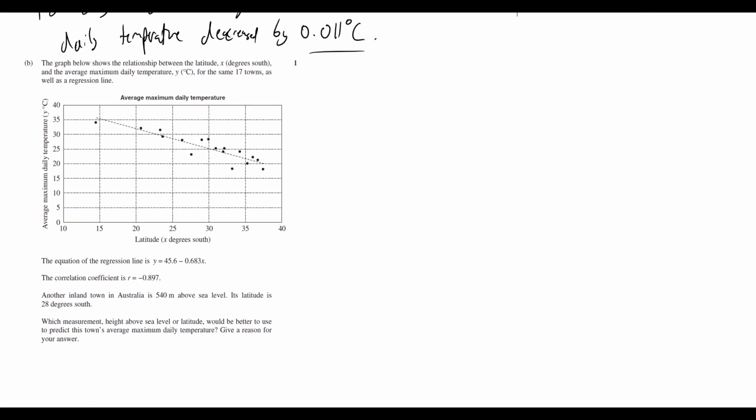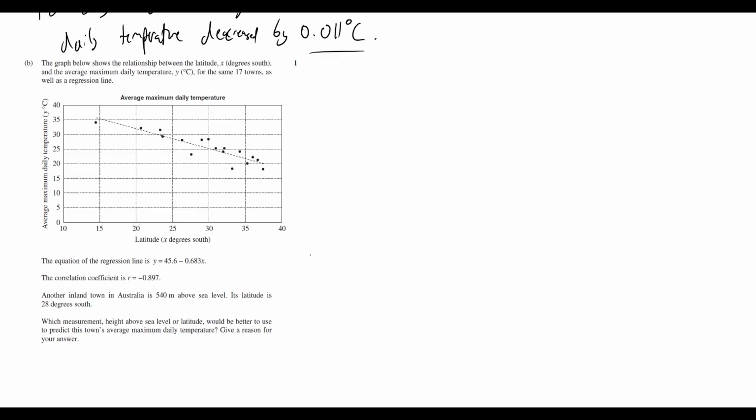The graph shows the relationship between the latitude, x degrees south, and the average maximum daily temperature, y degrees Celsius, for the same 17 towns, as well as the regression line. The equation of the regression line is y equals 45.6 minus 0.683x. The correlation coefficient is now r equals negative 0.897. Another inland town in Australia is 540 meters above sea level. Its latitude is 28 degrees south. Which measurement, height above sea level or latitude, would be better to use to predict this town's average maximum daily temperature, and give a reason for your answer.